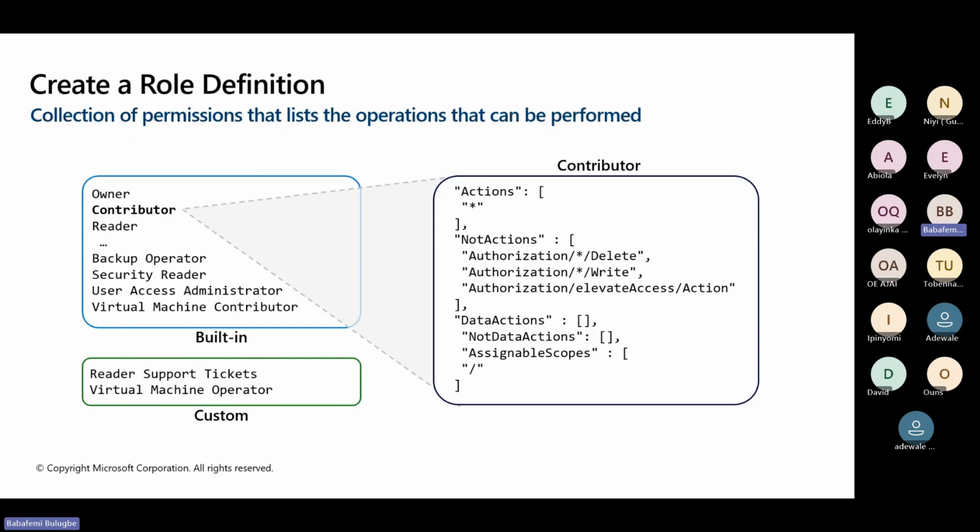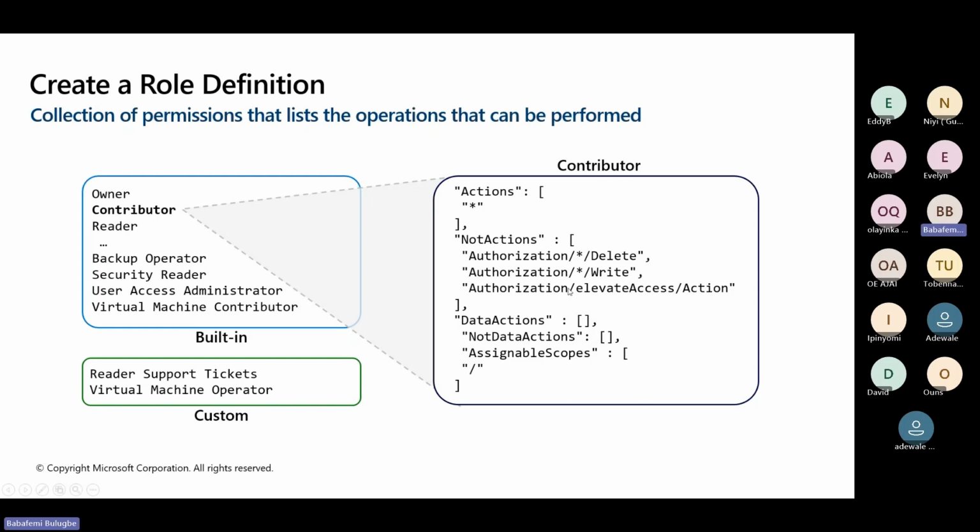When you assign that owner role, that user can add users, it can assign a role to other users. It can create anything. It can manage anything within the scope that you have assigned that role to. So we have another role called the contributor role. Just like the owner role, it has all the permissions the owner role has. However, the only difference is that the user cannot assign a role to another user.